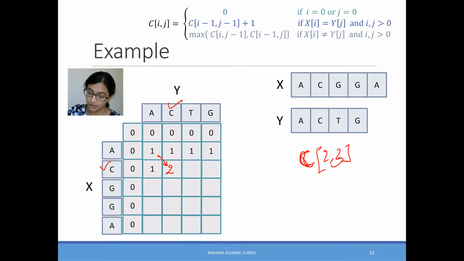They are not the same. Now we have to make a decision whether we come from here or from here. It turns out coming from the x direction is better because it's higher. So we end up putting 2 here.